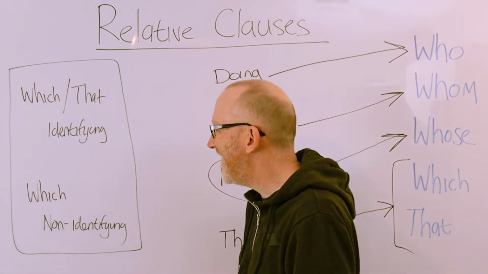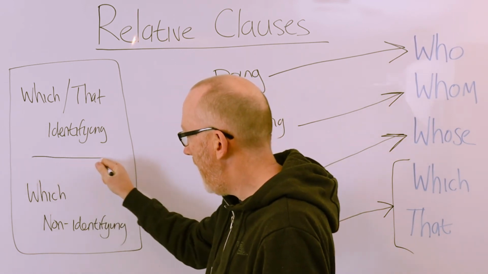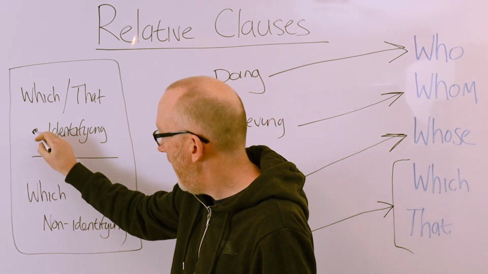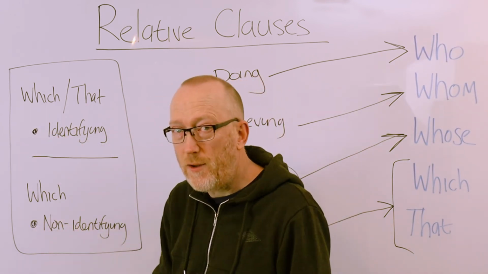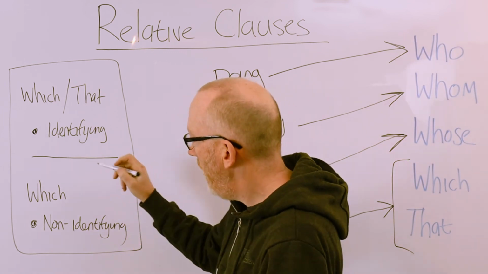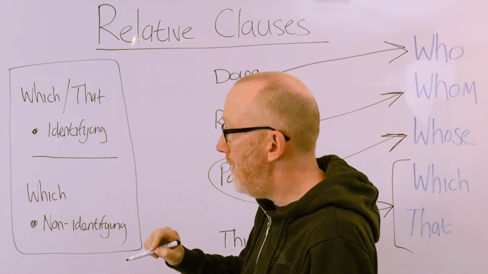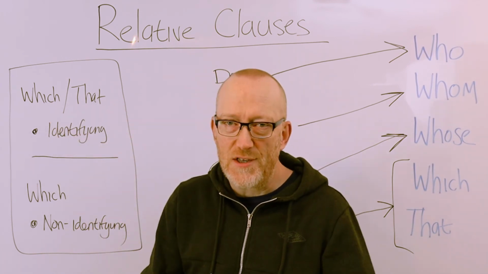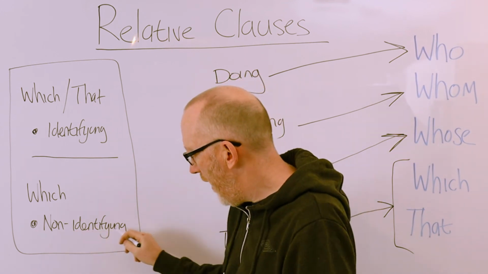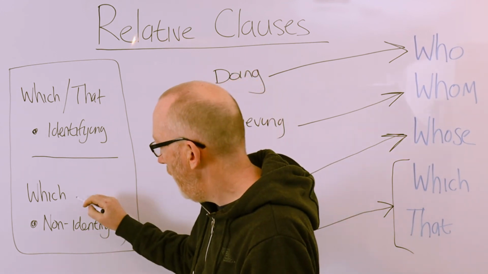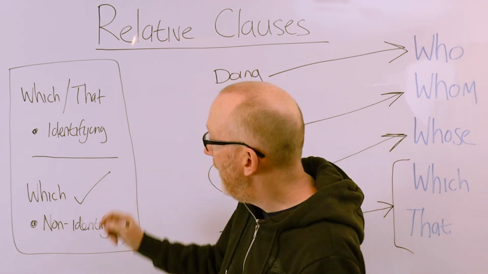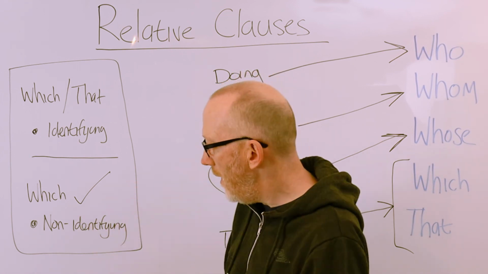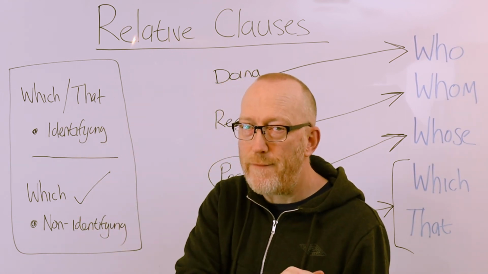Okay? Now something else that you guys need to be aware of. You now know the difference between an identifying and a non-identifying relative clause. So when you are using your identifying relative clauses, you can use which or that in your clause. Doesn't matter. But in a non-identifying clause, only use which. You cannot use that in a non-identifying clause. You only use which. So this is a little grammar rule that you should be aware of.